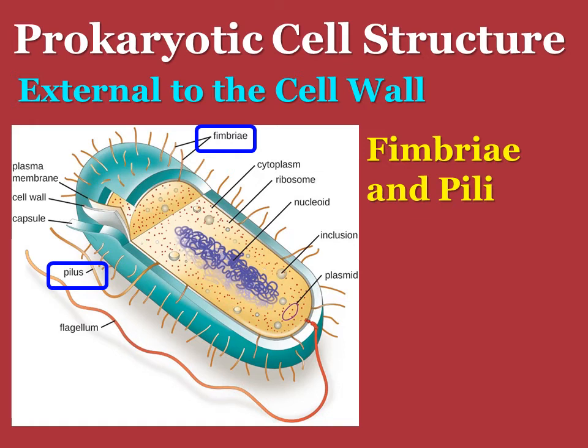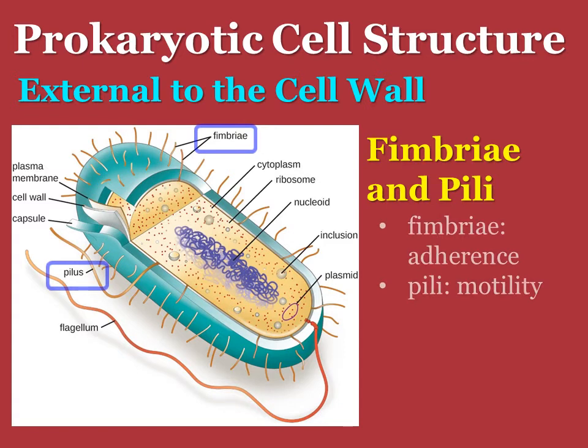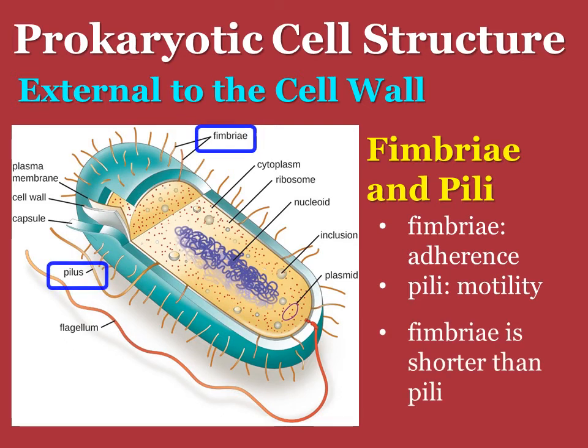Fimbriae enable the bacteria to bind or adhere to specific receptor structures and thereby to colonize specific surfaces. Pili are used for motility. Fimbriae are bristle-like short fibers that occur on the surface of bacteria. Pili are long hair-like tubular microfiber structures present on the surface of bacteria.